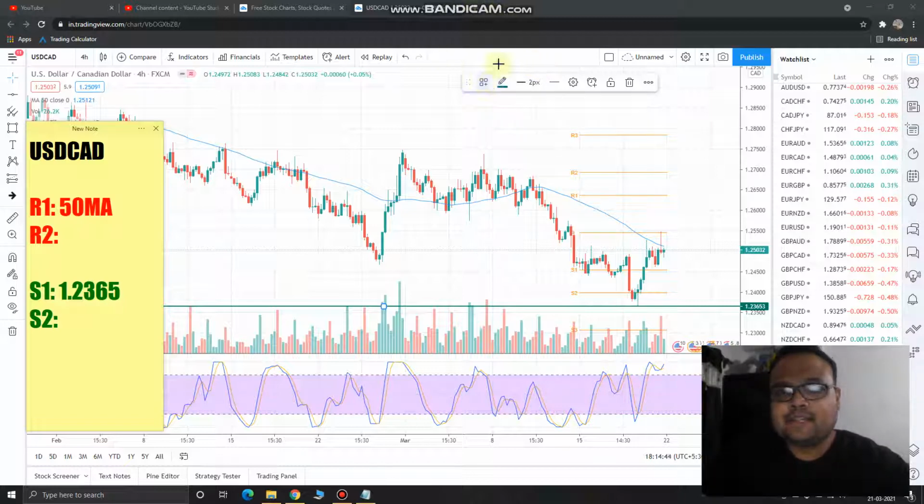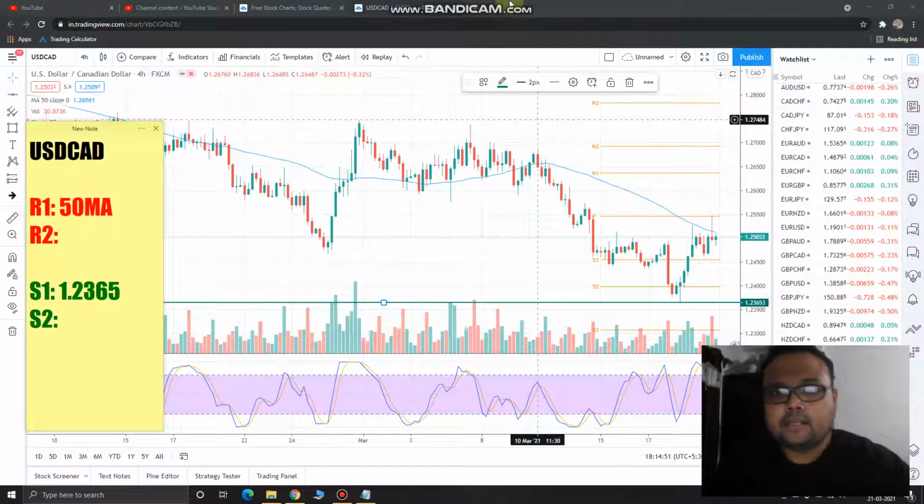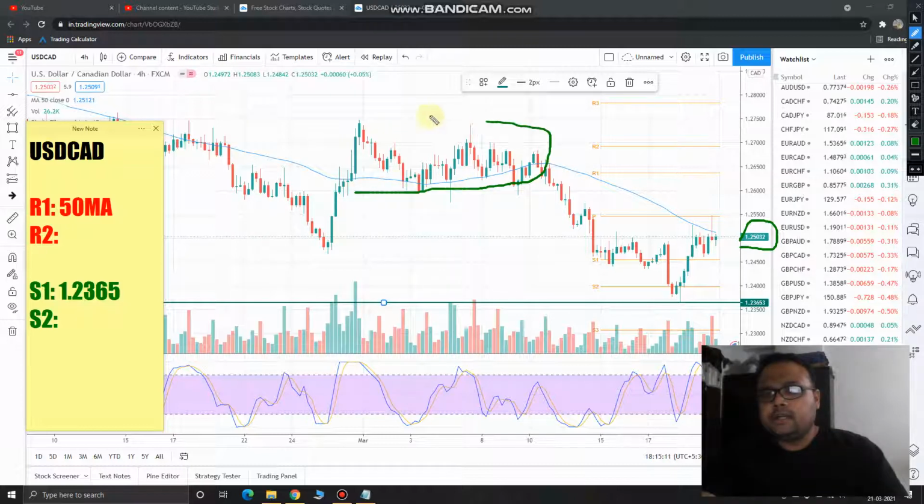So let's jump to the chart and let me zoom in so that you can see clearly, and let me take out my pencil. We can see that the market is trading here, and the last traded price is 1.2503. We can see that the market is in a downtrend. The market was in consolidation for a while in this range, but after that the market continued its downtrend.